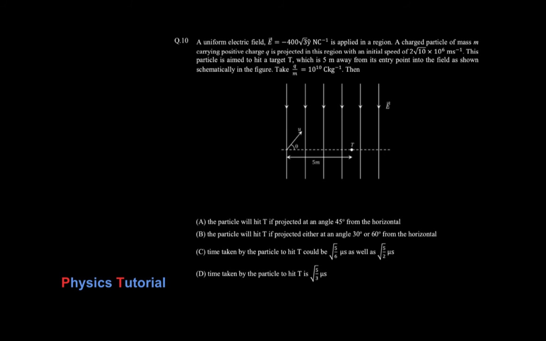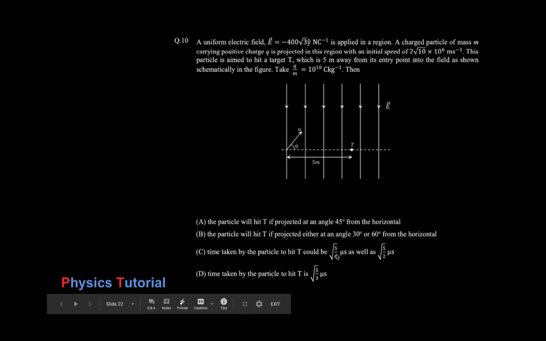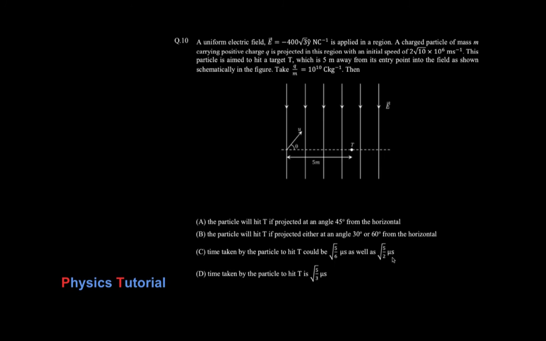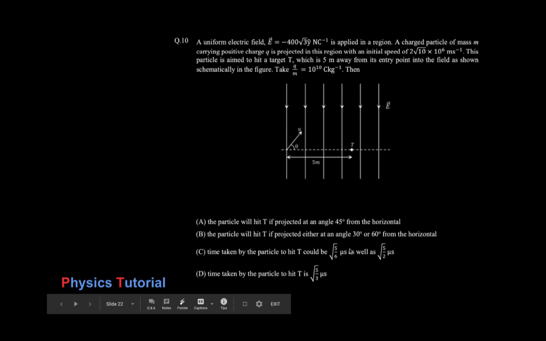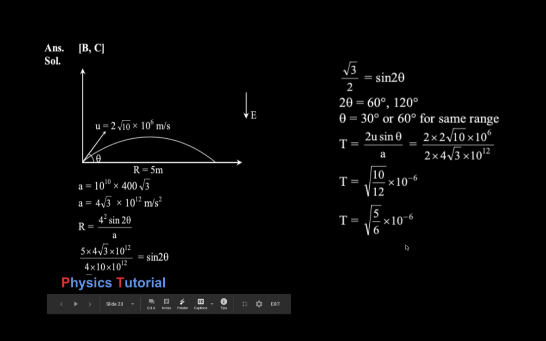So check the options. So if you see over here, 30 degree and 60 degree, due to this B option is correct, and the time of flight was root 5 by 6, and this one root 5 by 2 microseconds. So this one C option is correct, as you see.